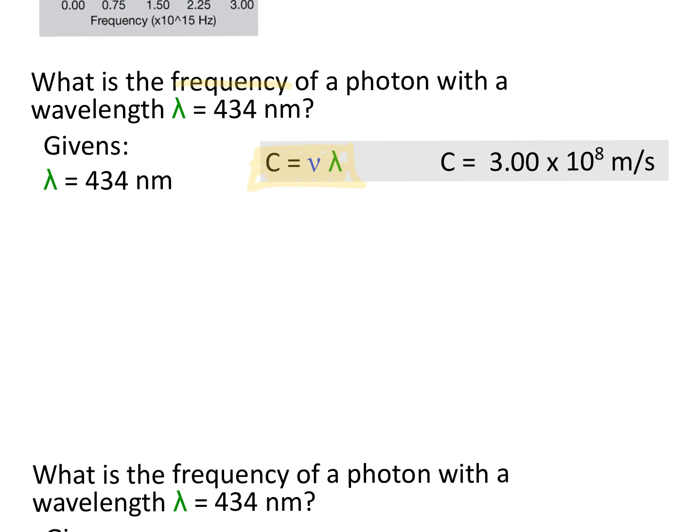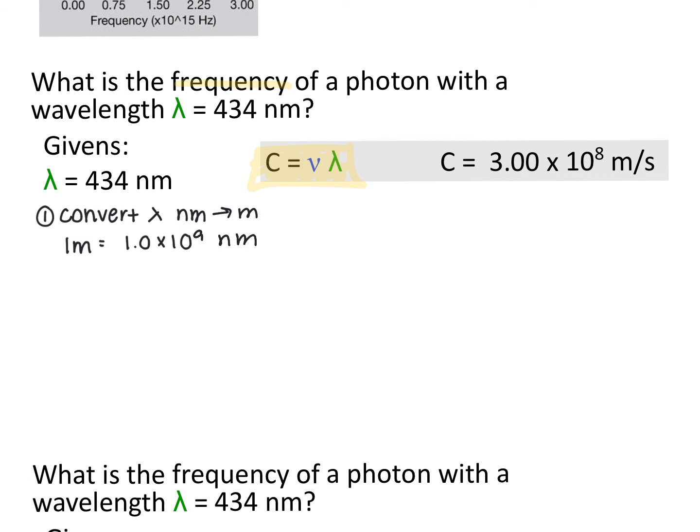Your first step is we need to convert our wavelength from nanometers to meters. To do that, 1 meter is equal to 10 to the 9 nanometers. So I'm going to do a train track.